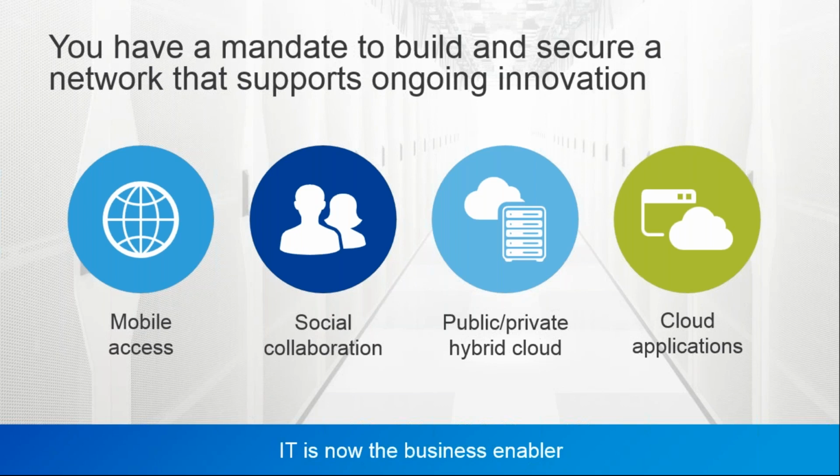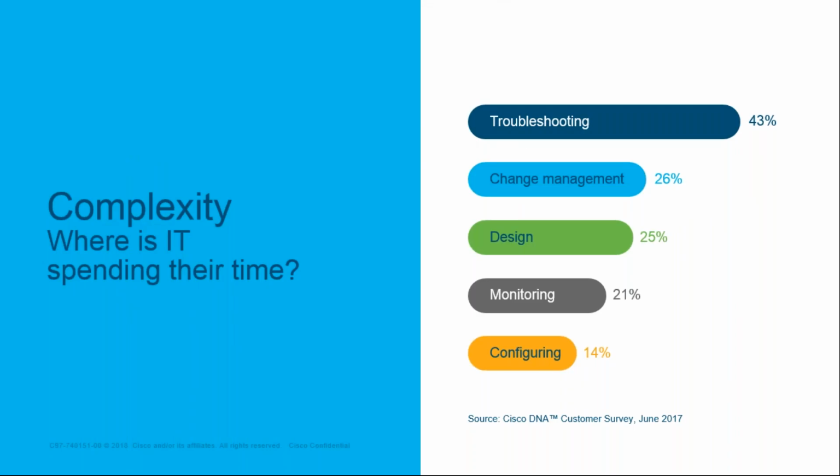Now, the complexity: where IT spends their time. This survey was conducted by Cisco, called the Cisco DNA customer survey, which was published last year. So for everybody to be able to pinpoint the areas of their challenge, the outcome is that troubleshooting is classified as the top complexity where everybody spends a lot of their time.